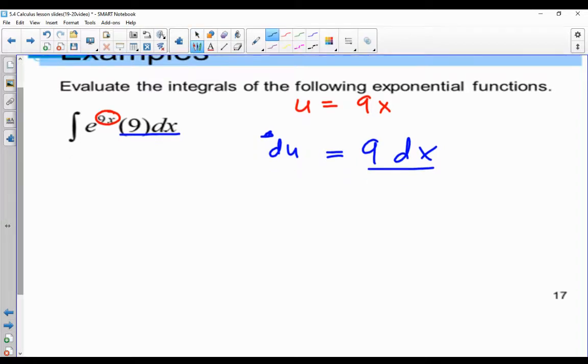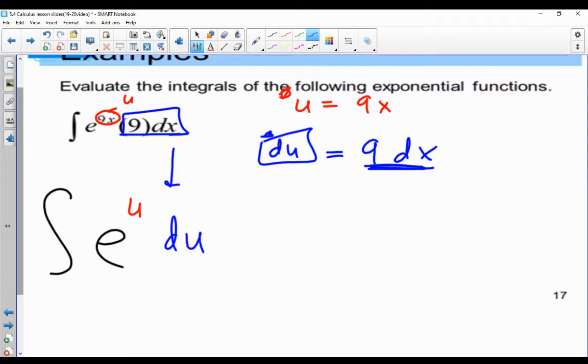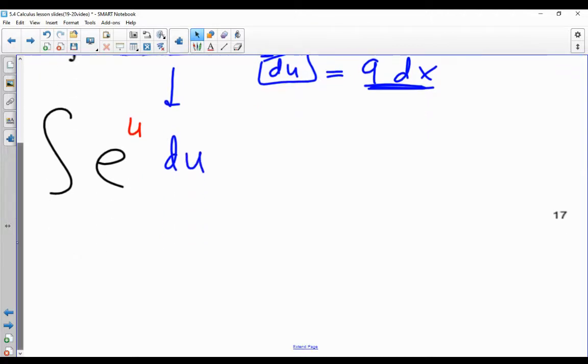So let's do it. So we got the integral of e, but instead of 9x, we're going to put u in its place by definition, so e to the u. And then here, instead of 9dx, since it's equal to du, we're going to put du in its place. All right, now that we've done u substitution, now it's much easier to find the integral.